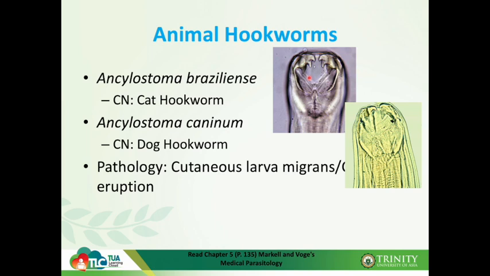Braziliense starts with letter B. So B is the second letter of the alphabet. That's why it has 2 pairs of teeth also. And then caninum starts with letter C, which is the third letter of the alphabet. Kaya, 3 pairs of teeth.